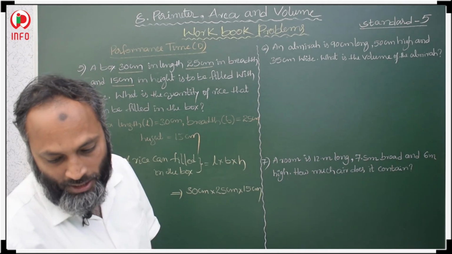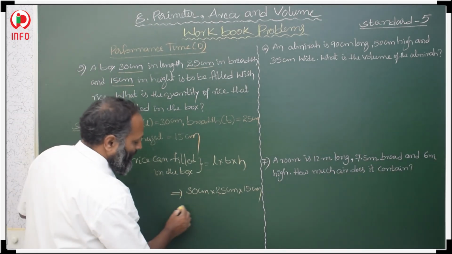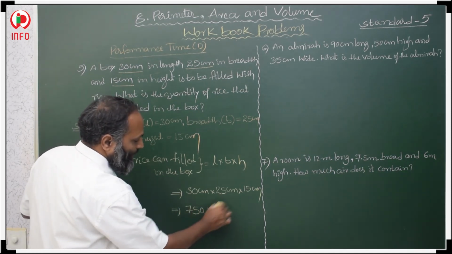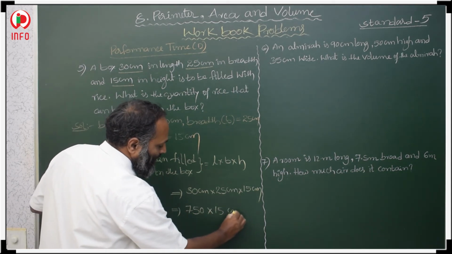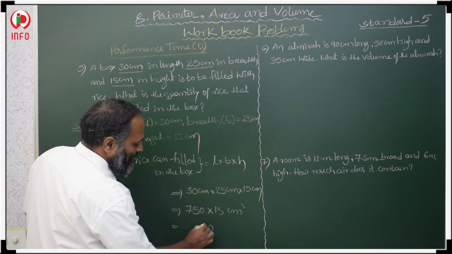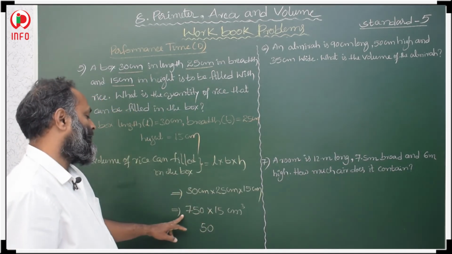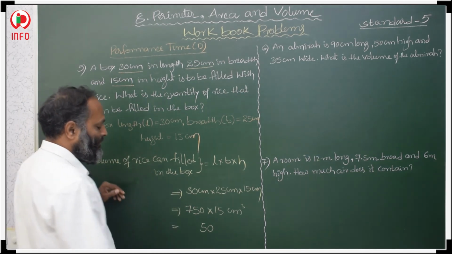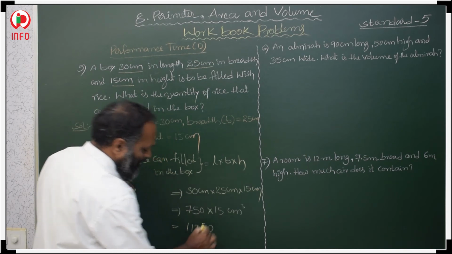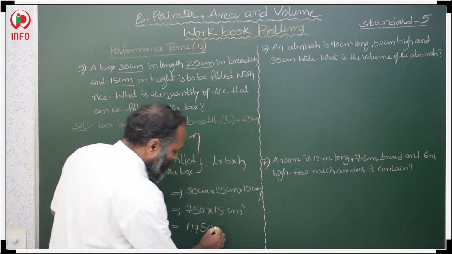Okay. Now 30 25 are 750 into 15. So all are in centimeter cube. Now 15 zeros are 0, 15 5s are 75 and 7 here. 15 7s are 105, 105 plus 7, so 117. 11,715 centimeter cube.